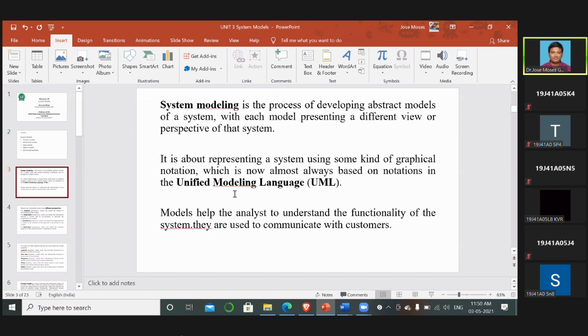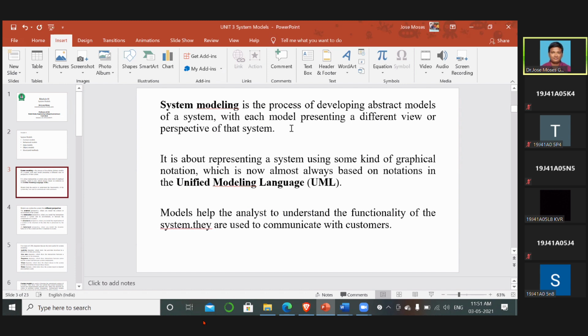Before going into detail about them, let us discuss why system modeling is required and what system modeling is. Whenever a question is asked with reference to modeling, we need to explain what system modeling is all about. From the screen you can see that system modeling is the process of developing abstract models of a system, with each model presenting a different view or perspective of that system. Here basically we will be drawing some pictures. A pictorial representation of the system is called this particular modeling technique.